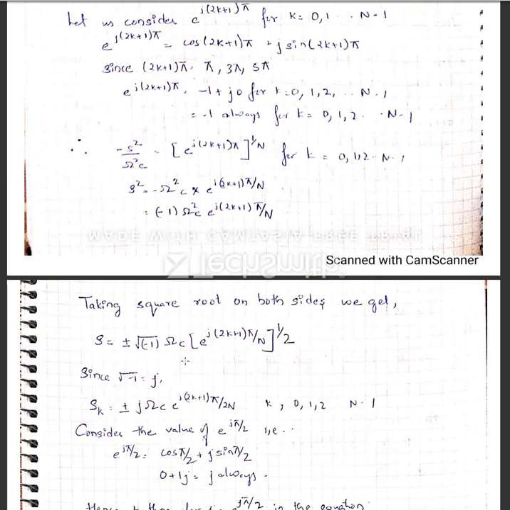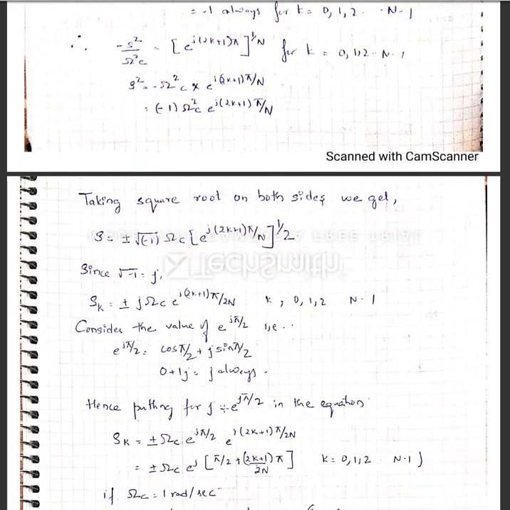K is nothing but for all the values of k starting from 0 to n minus 1, plus or minus j omega c e to the power (2k plus 1) pi, whole to the power pi by 2n. You have taken it here 2n. Clear? Okay. Now again, e to the power j pi by 2 will be cos pi by 2 plus j sin pi by 2, which will be again 0 plus 1j. So e to the power j pi by 2 will be 1j.